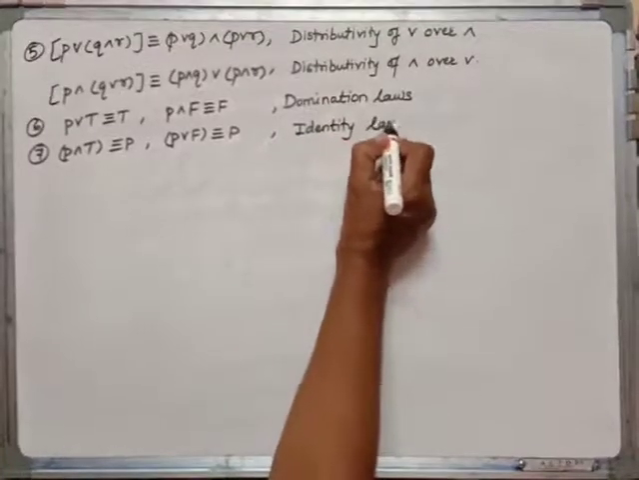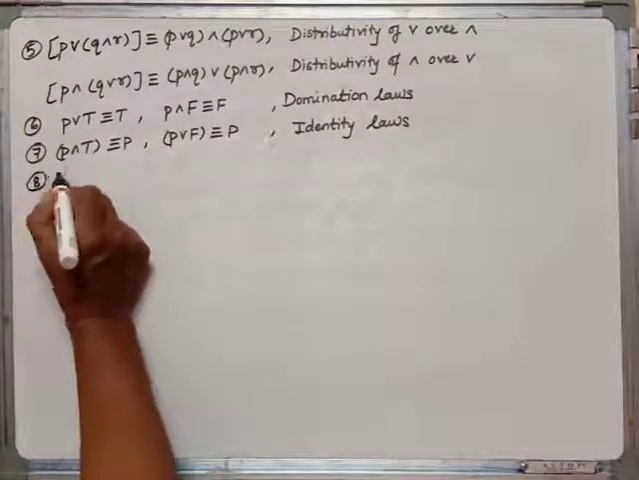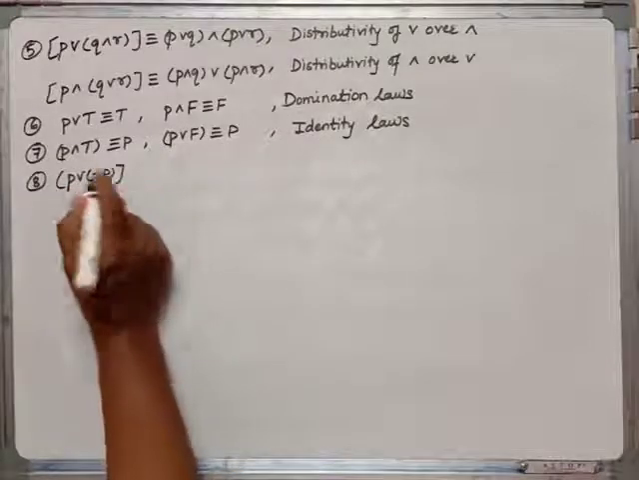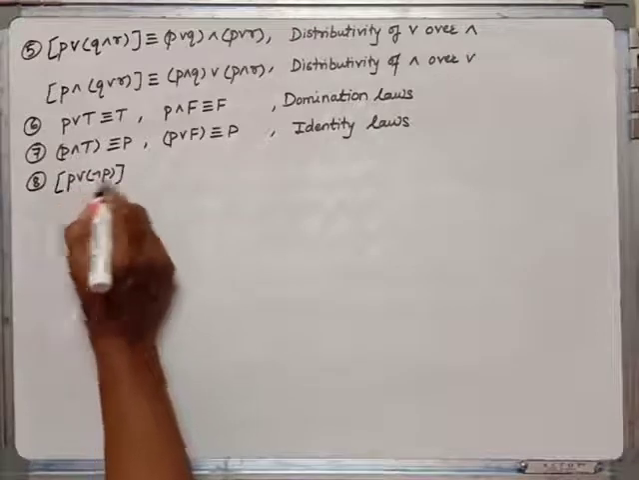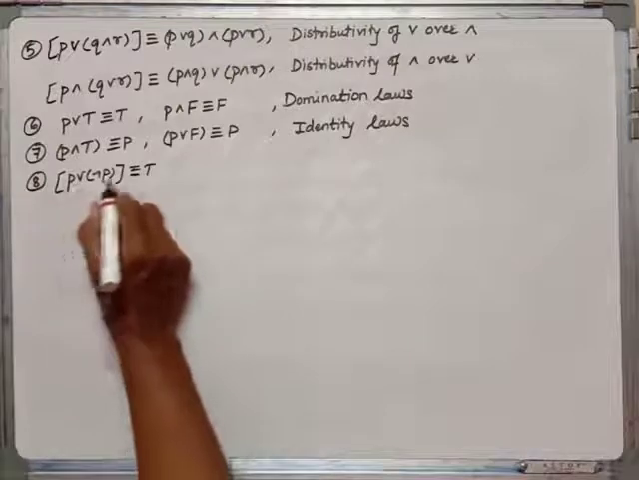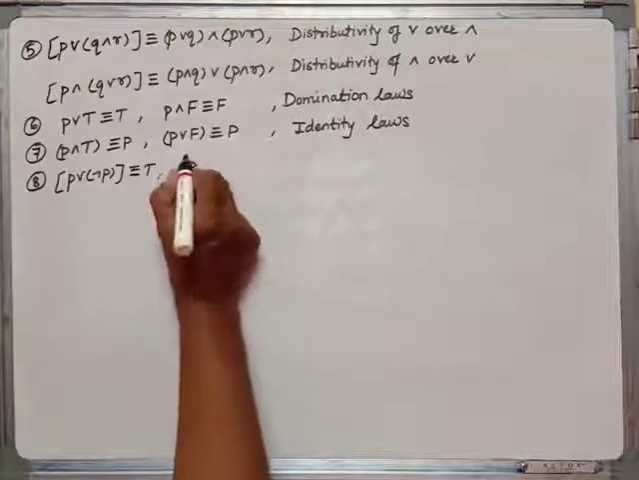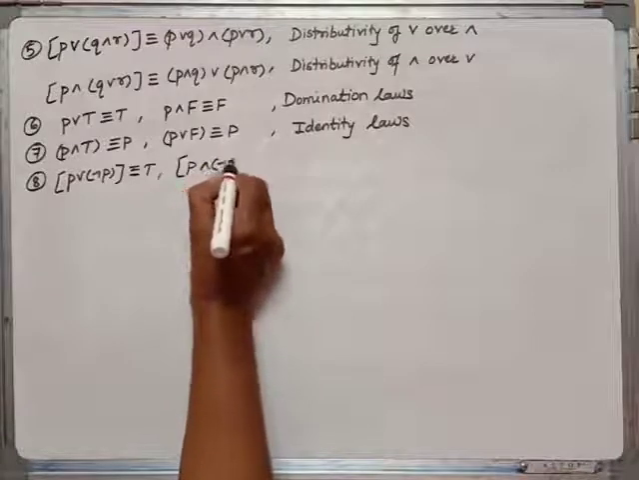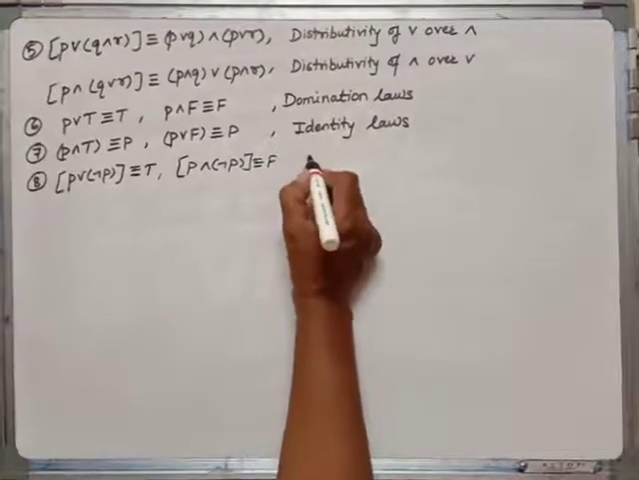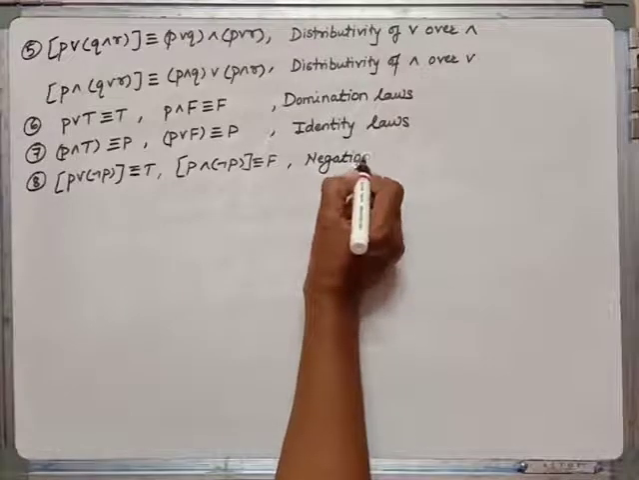Identity laws. All these things you have to remember. Now next one, P or negation P, let me write a big bracket here, is equivalent to true. It means it is always true, this is a tautology. And P and negation P, this is a contradiction. This is always false. These are known as negation laws.